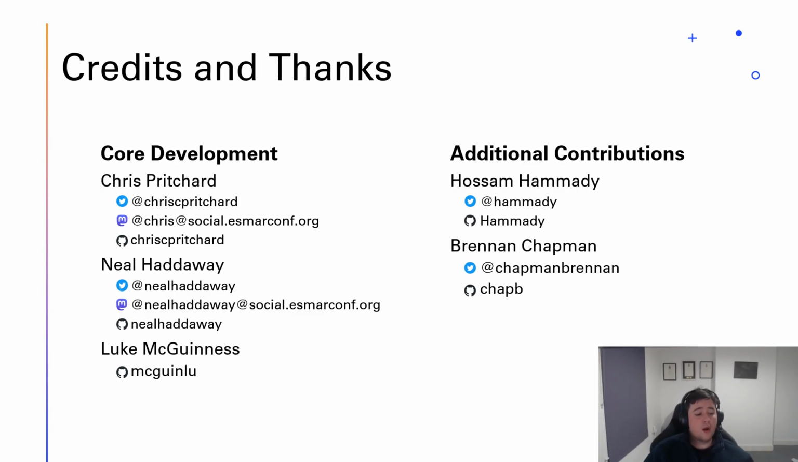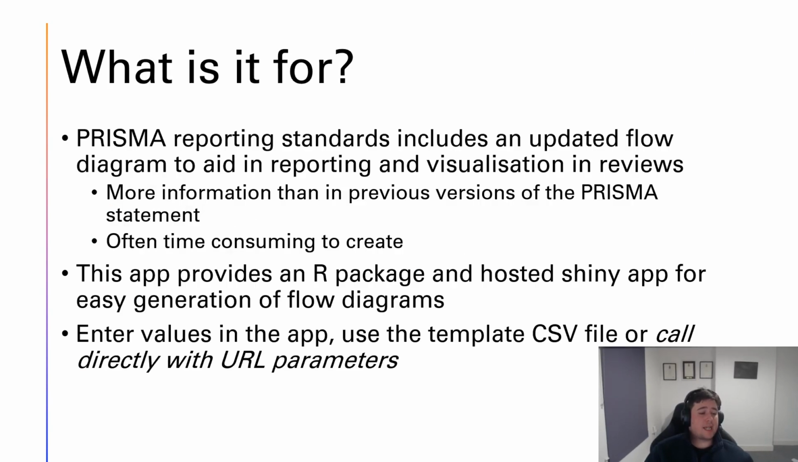So what is the app for? Well, the PRISMA reporting standards were updated in 2020, as I'm sure you're all aware, but within that updated set of standards, there was an updated flow diagram to aid in the reporting and visualization of reviews. And I think they're really important in making it clear where articles were identified and at which stage in the process they were excluded or reached inclusion.